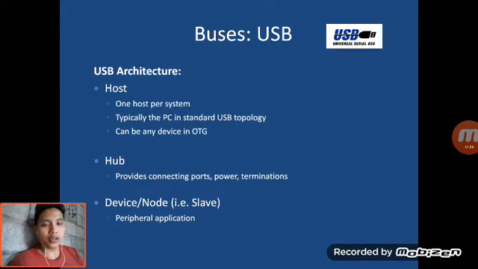USB architecture. USB architecture has host, hub, and device or node. The host contains one host per system. Typically, the PC in standard USB topology can be any device in OTG. The hub provides connecting ports, power, and terminations. The device, which is the peripheral application.